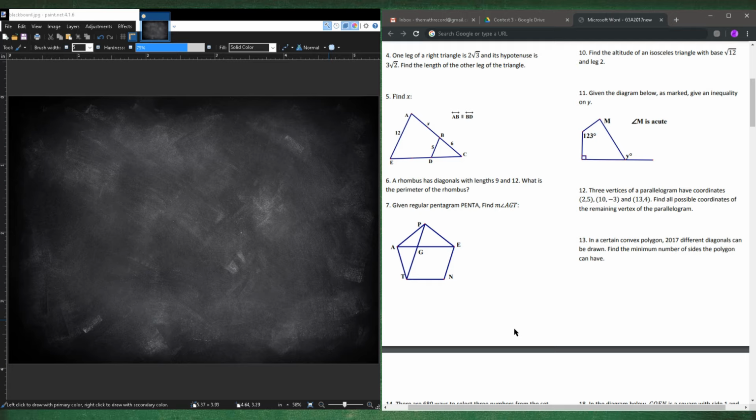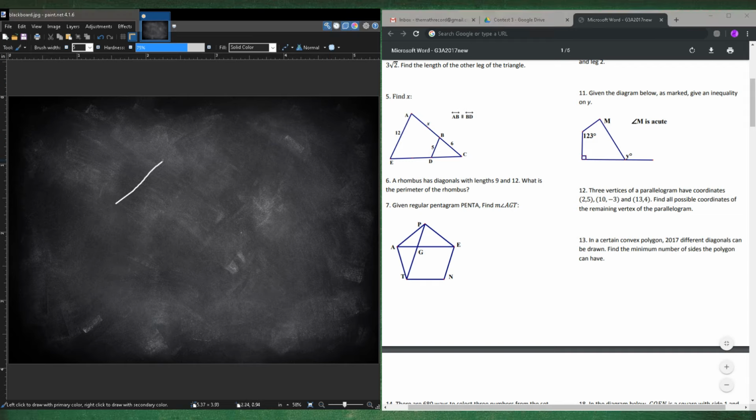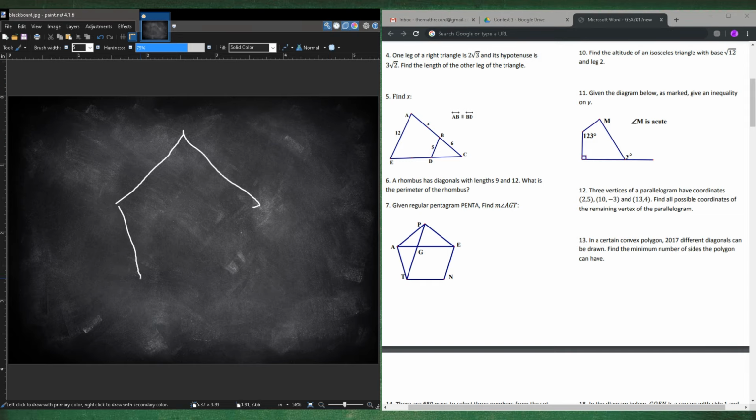Question 7. Given the regular pentagon PENTA, find the angle measure of AGT. Okay, something like this. Then here and here. So we need to find the angle of this first.